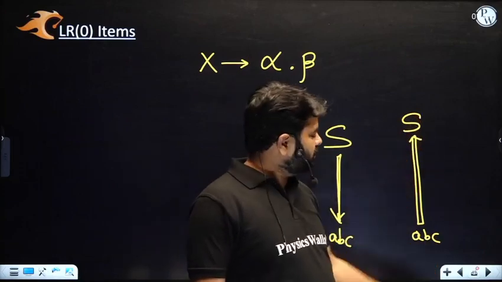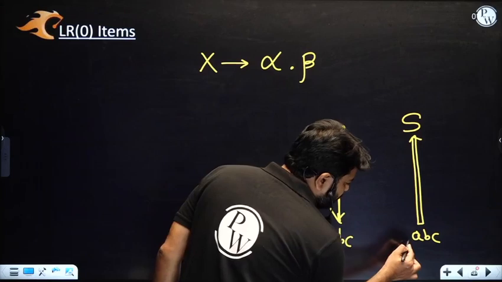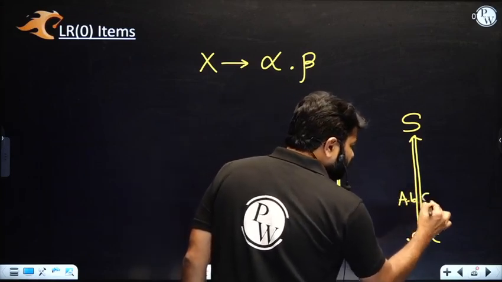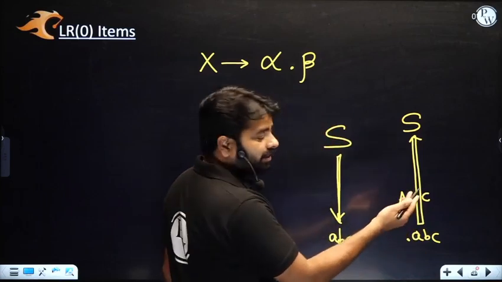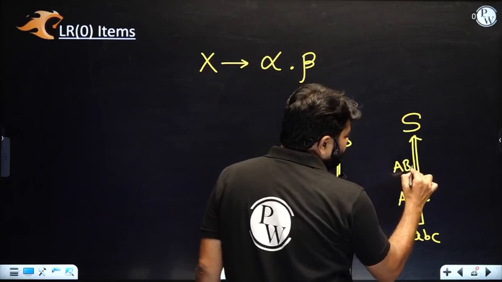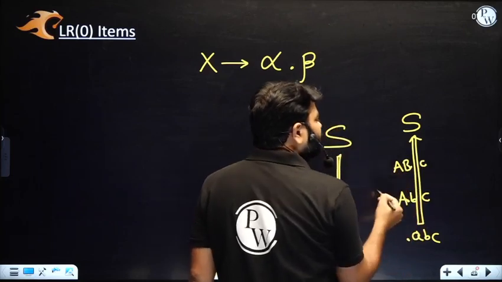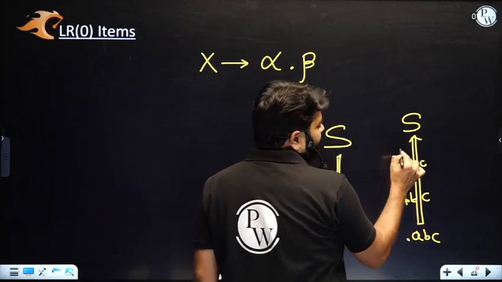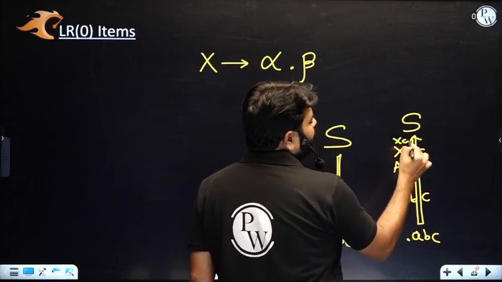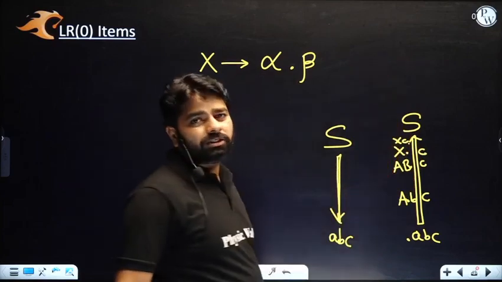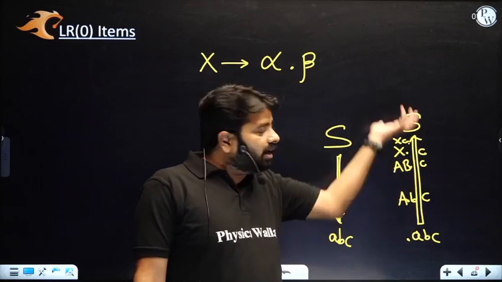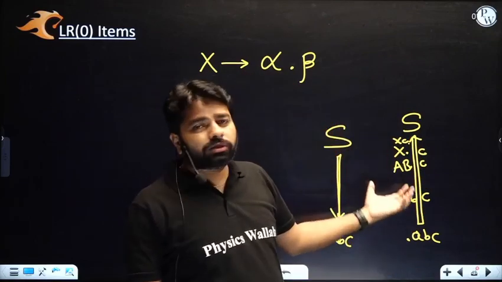For that, we keep track of something. We keep the dot here. After some time, you might have A dot BC, you don't know that. Somehow this A is converted. After some time, you may have, let's say, AB dot C, and after that this might further become, let's say, X dot C, and after that maybe XC dot, and then after that it might be S. You do not know how, as the grammar is going to decide how this dot moves further and when to reduce to something else.